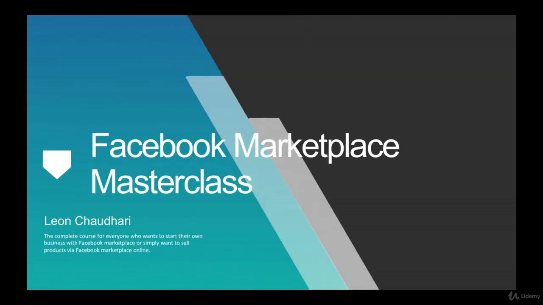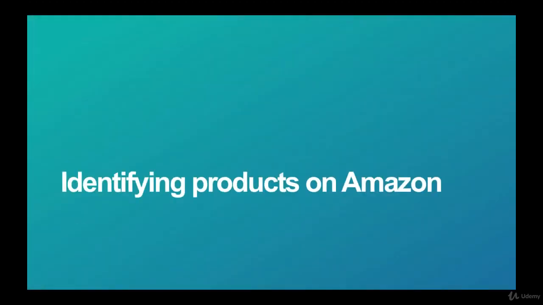In this video, I would like to talk with you about identifying products on Amazon. There are basically two factors we should look out for. These two factors are the profit margin and the quantity. So first of all, what does that mean? Well, when we look for a product, we want to find a product with a high profit margin.